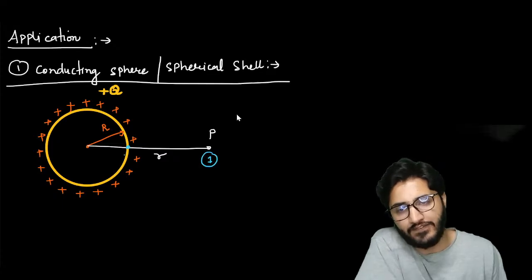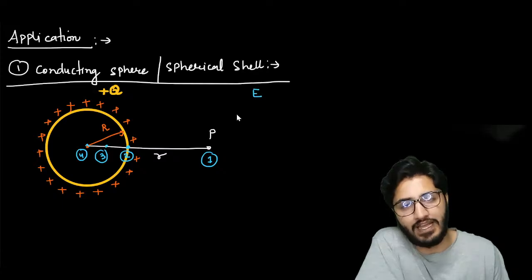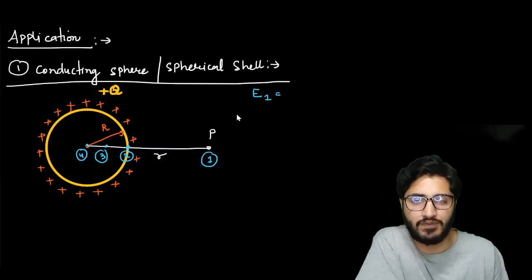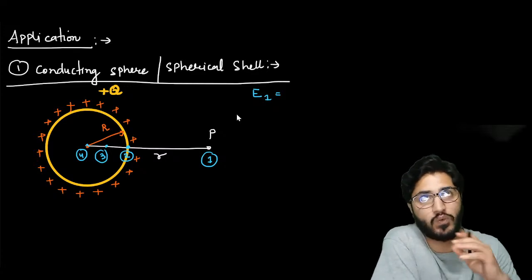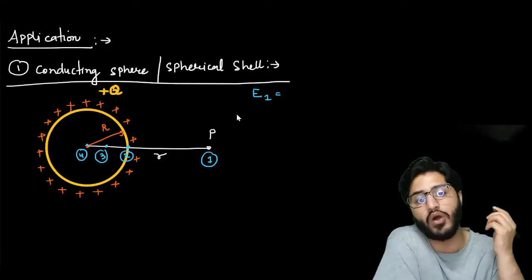It is at the surface, point number second. Point number third is inside, and point number 4 is at the center. So what will be the electric field at point number first? If you want to derive it, how will you derive it?